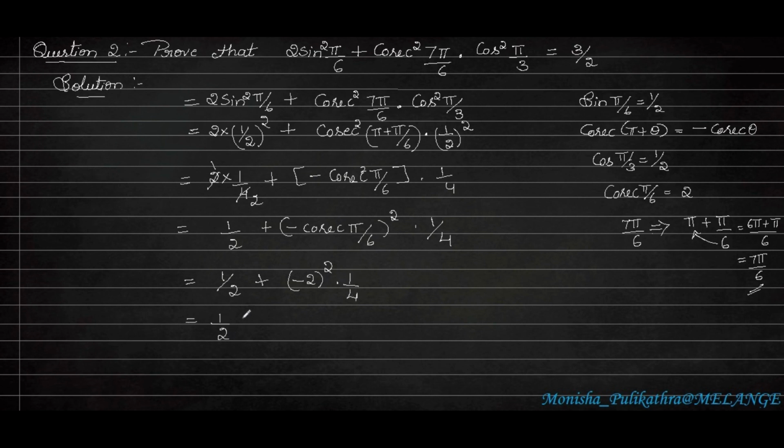So here 1 by 2, here minus 2 whole square. Minus 2 whole square will become minus 2 into minus 2. Minus minus gets cancelled, 2 twos are 4. So minus 2 whole square is 4, into 1 by 4. This 4 cancels, so we will get 1 by 2 plus, 4 ones are 4, so 1 is there. By taking LCM, we will get 1 plus 2 ones are 2, whole divided by 2. So 1 plus 2 is 3 divided by 2. So whatever we needed to prove, we got the answer, 3 by 2. Hence proved.